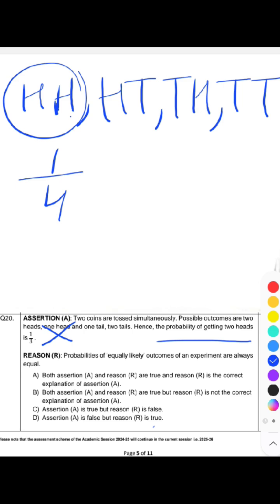Now reason: probability of equally likely outcomes of an experiment is always equal. Yes, reason is true. First you check in which option the assertion is false? Only in option D. So here right answer is option D, because assertion is false and reason is true.